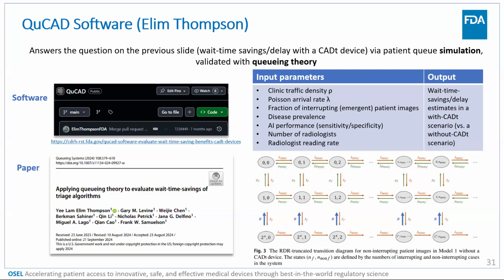It's a Markov chain transition diagram for one of the simplest models, where you have a without-CAD-T scenario and one radiologist. The busy periods in that scenario are denoted as states, where this would be the number of interrupting patients and this would be the number of normal patients. When you have interrupting or emergency patients and you have more interrupting patients than radiologists in the clinic, that's considered a busy period. If this was a true full diagram, it would actually be infinite in the vertical direction as well.